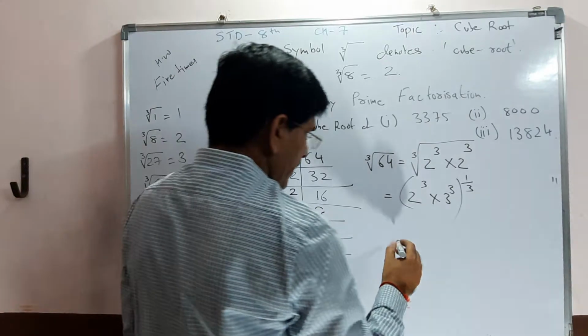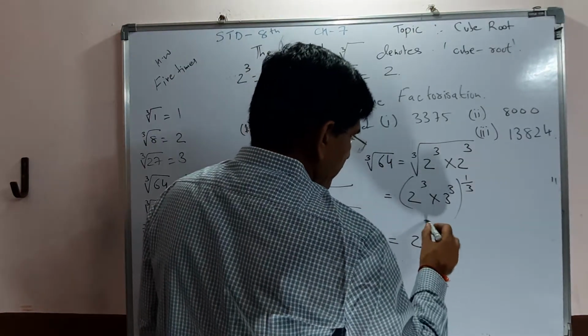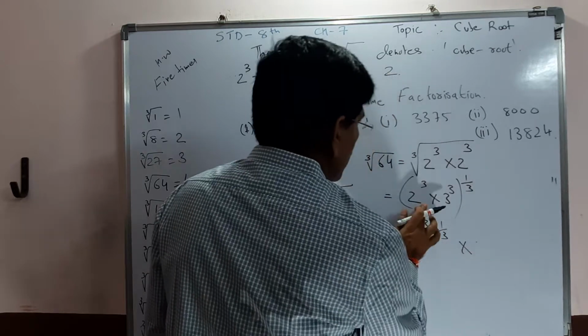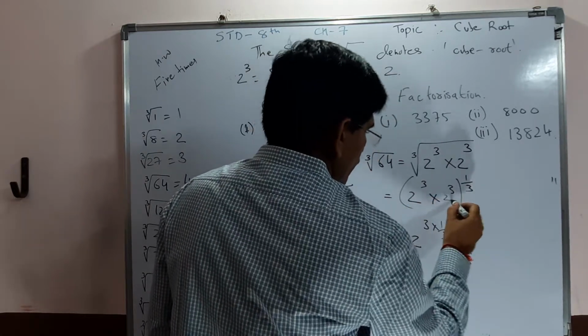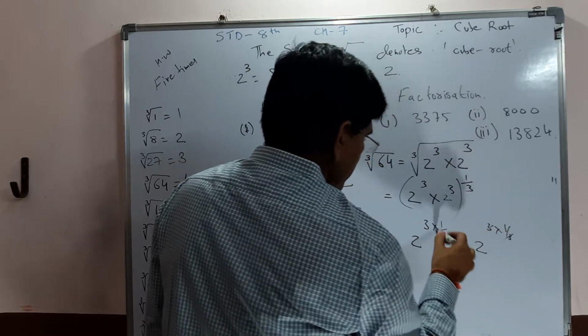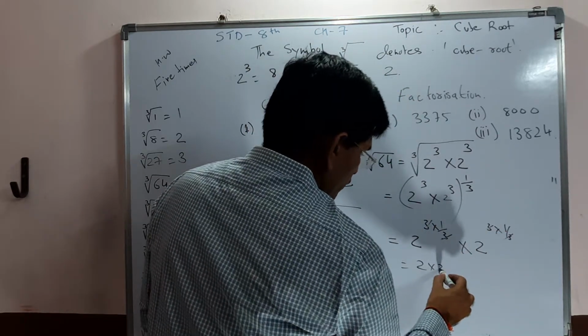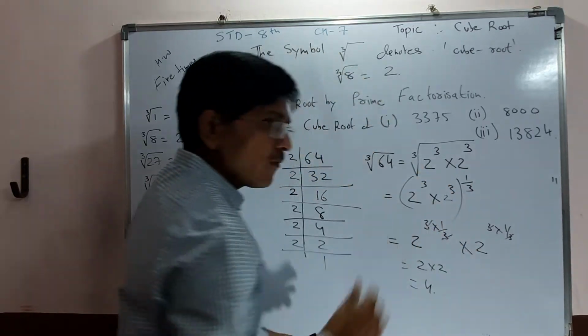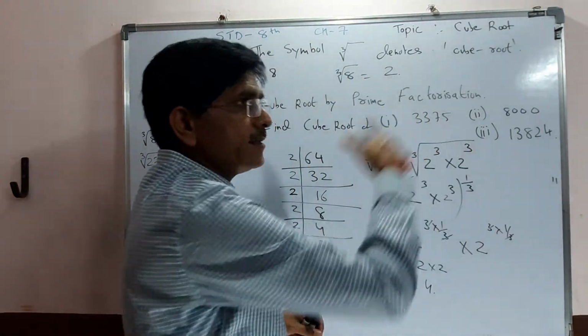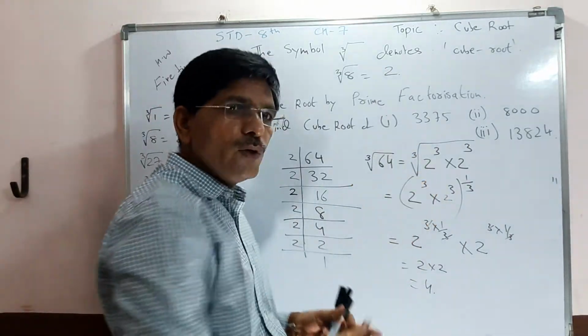Now according to the 8th standard, if you open the bracket, multiply the powers 3 by 1 third, the 3s cut. So 2 into 2 is 4. How we get answer 4? But it is not necessary to write this. Actually, I am explaining to you.